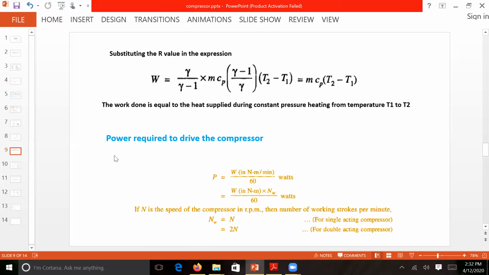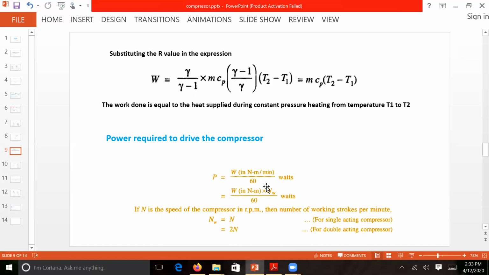Okay, so this is nothing but the same thing. You are putting your R value in terms of your Cp value. So this is the power required to drive the compressor, that is, if your work done is known. Work done is the amount of energy consumed per cycle. So if you have n number of revolutions per minute.